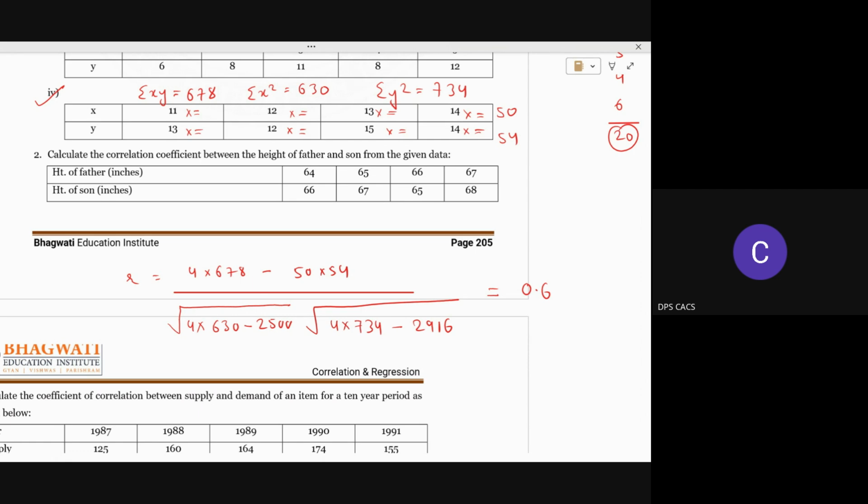Even after knowing the trick, you are not using it. There is no benefit. On exam day, your hands will not move.